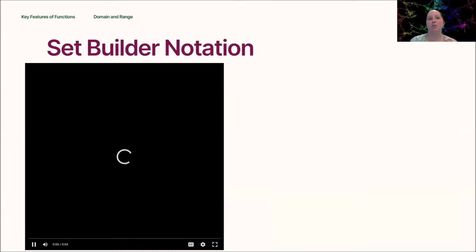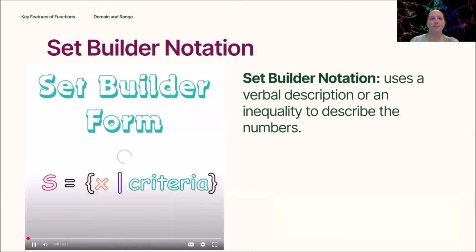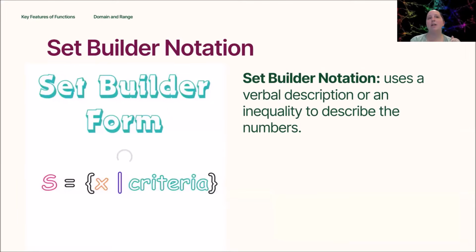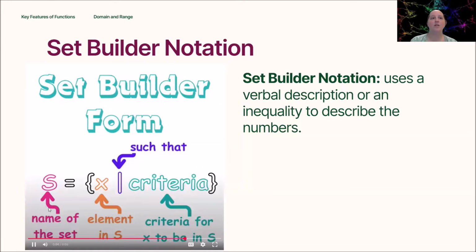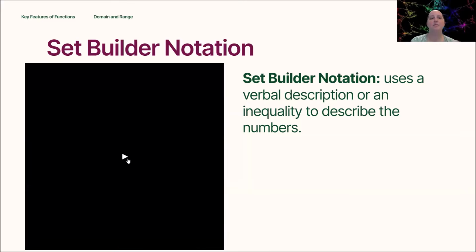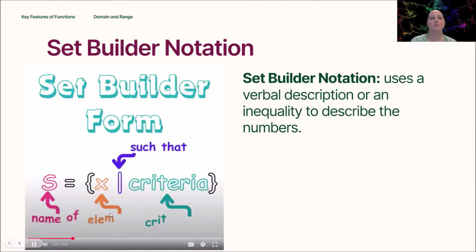Set builder notation. Set builder notation uses a verbal description or an inequality to describe the numbers. So as you can see here, I've got the name of my set, my element. That bar means such that, and then the criteria for x to be in S.